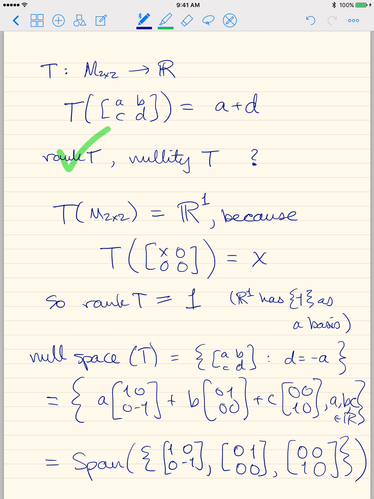So what does that mean the nullity is? Answering and raising your hand at the same time. That's right, it's 3. We have 3 vectors there. All right.